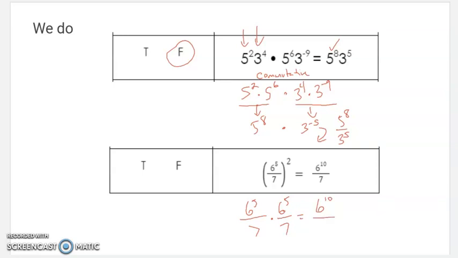7 times 7 is not 7. It'd be 7 to the 2nd power, which is, I think, what they were trying to do with the trick here, forgetting that this exponent also goes with the denominator. Not quite. So that's false. This would be correct for that.